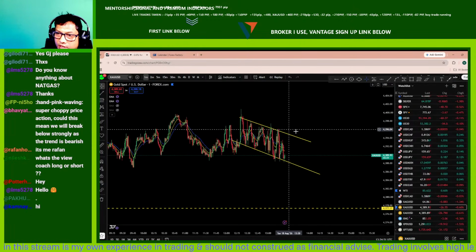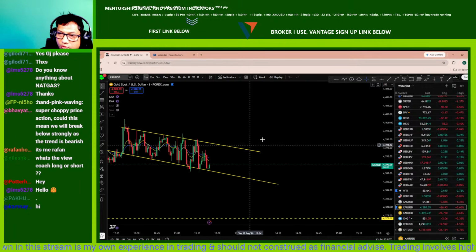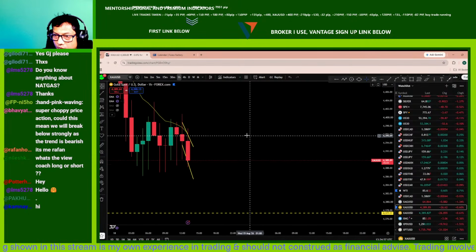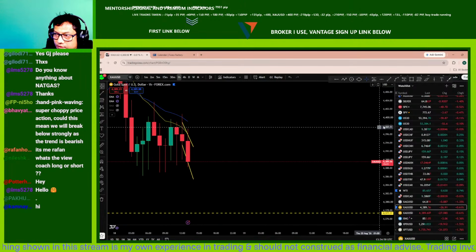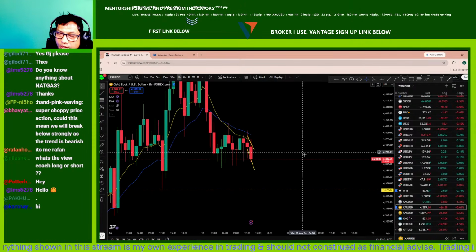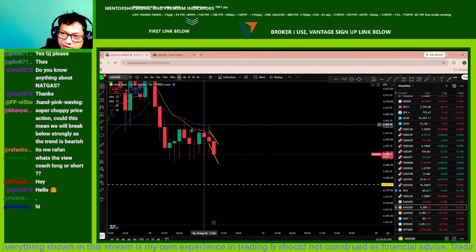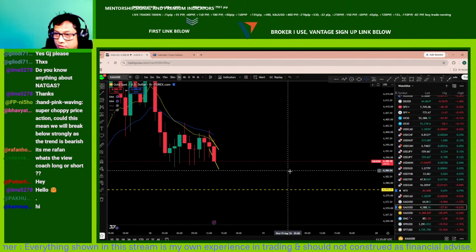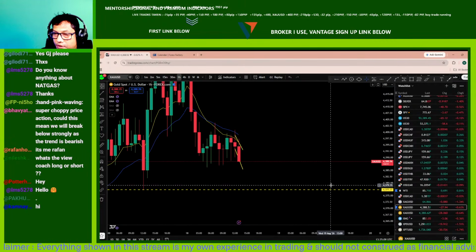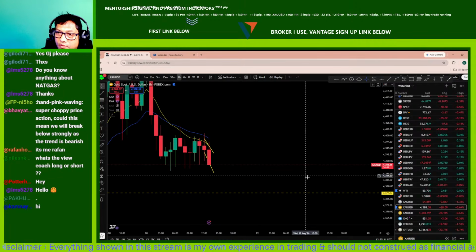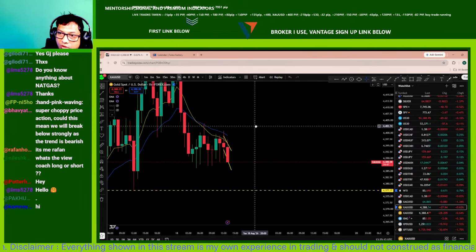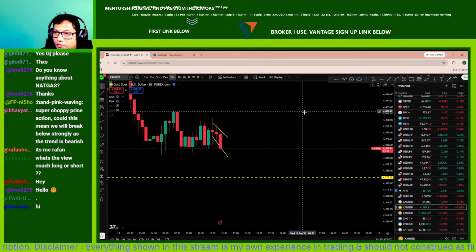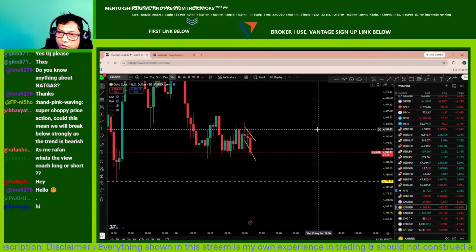Now, usually when the market remains this kind of choppy, it's a sign that the price might be having a breakout. Okay, potentially having a breakout here. So we can see that downside, that means bearish, and slowly it's breaking below here.